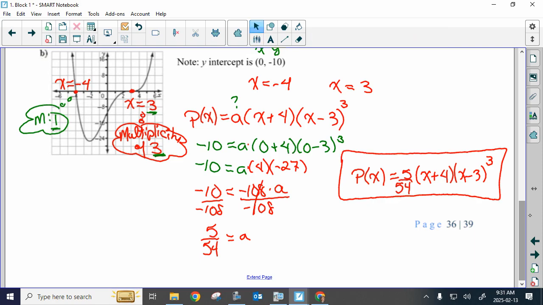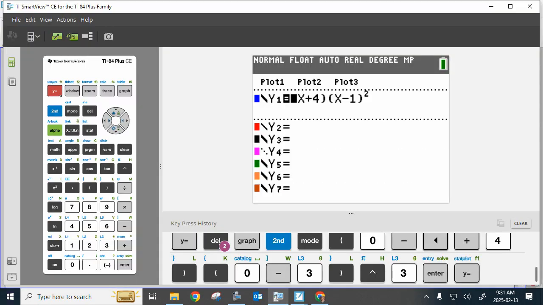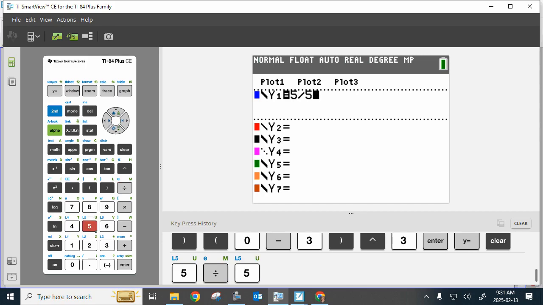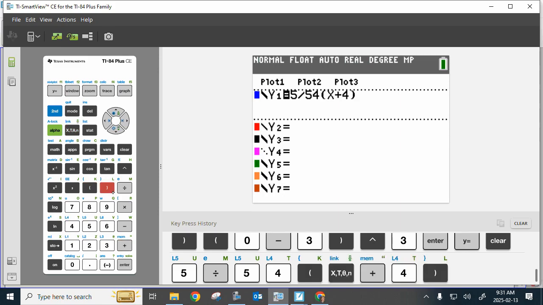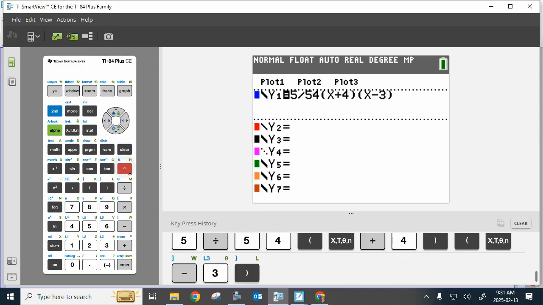So I'm going to test this. So in my calculator, and again, you're not going to randomly guess and check. So this is a vertical stretch by a factor of 5/54 from the x-axis. That's what the a value did. And that vertical stretch forced it to go through the y-intercept that we got. So I have my 5/54, bracket x plus 4, close the bracket, x minus 3, close the bracket to the power of 3.